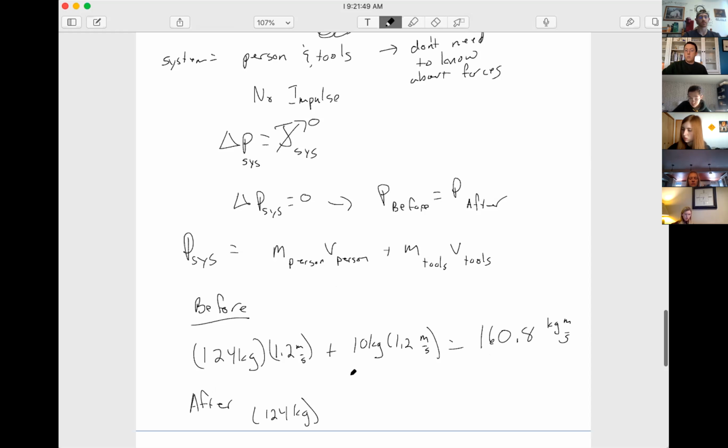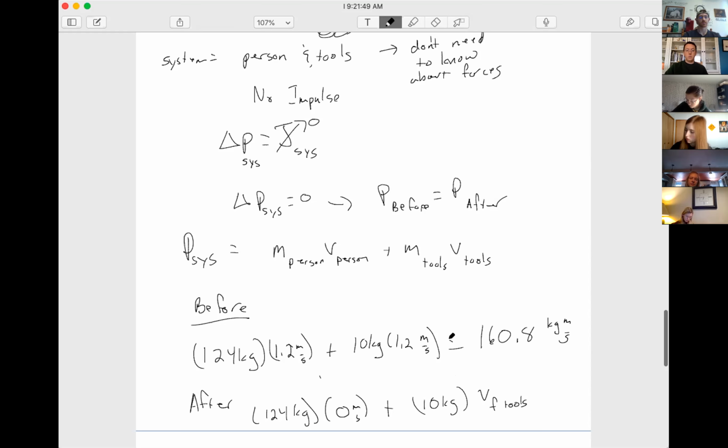Well, you throw the tools, you want the person to have come to a stop. So their velocity is going to be 0. And so I just have mass of the tool. So I have to add in the momentum of the tools. So that'd be 10 kilograms times V final for the tools.